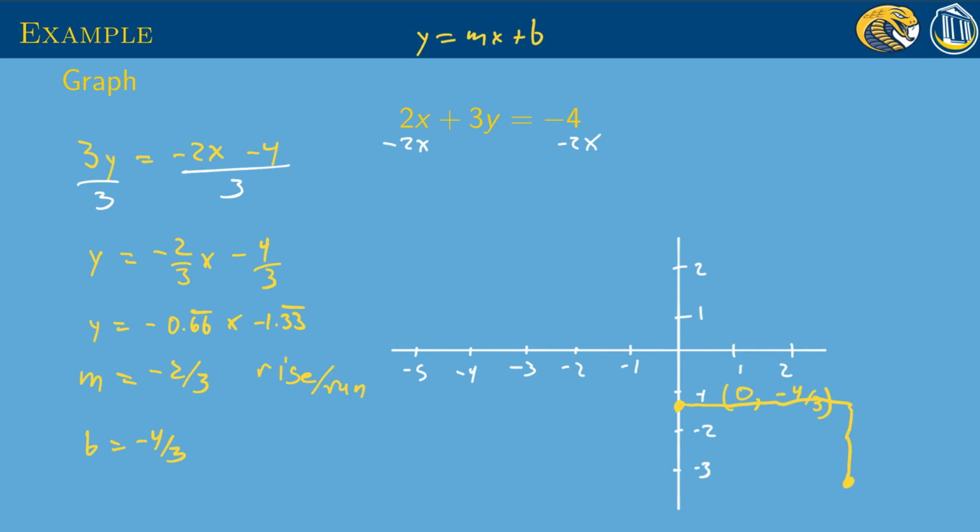Once we have 2 points, we can draw a straight line through them, extending infinitely in both directions. And if we did this to scale, we should see that that same pattern follows for every 3 units, 1, 2, 3 in one direction, we go up 1, 2 units.